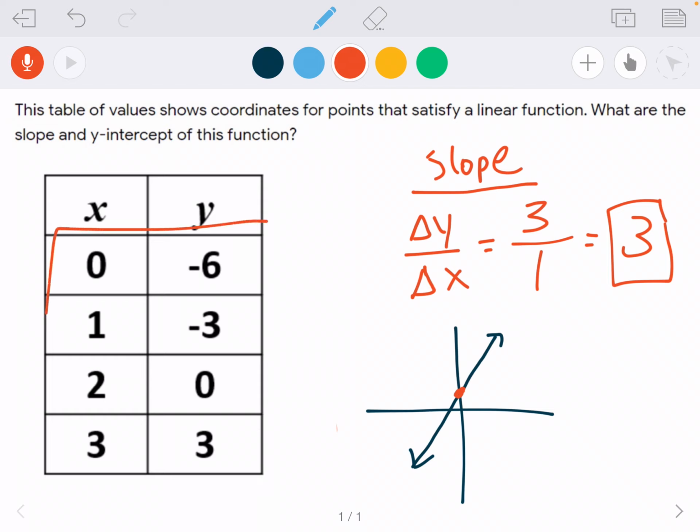So right here, the very first thing on the table is 0, -6. So there's my y-intercept. It's going to cross the y-axis at 0, -6.